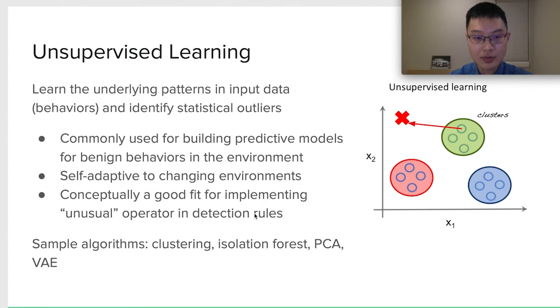Conceptually, unsupervised learning algorithms are a good fit for implementing an unusual operator in detection rules, and sample unsupervised algorithms include clustering, isolation forest, PCA, principal component analysis, as well as VAE, variational autoencoder.